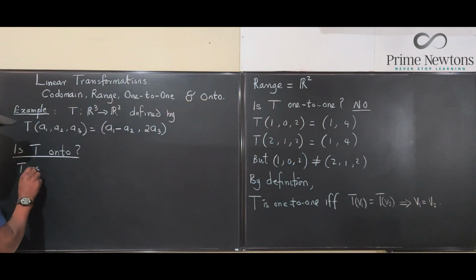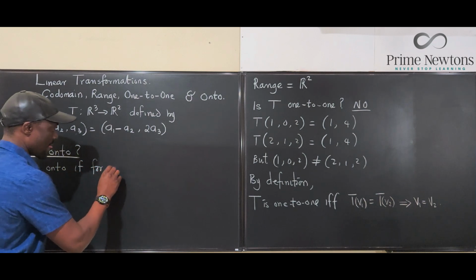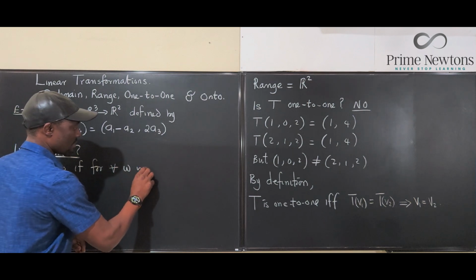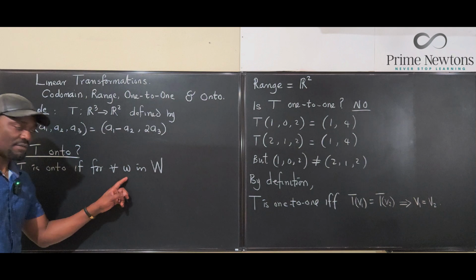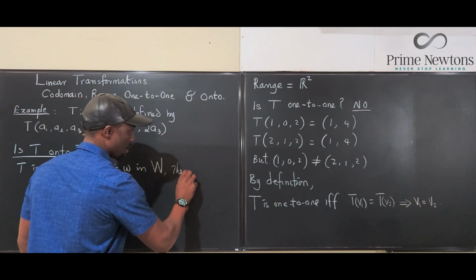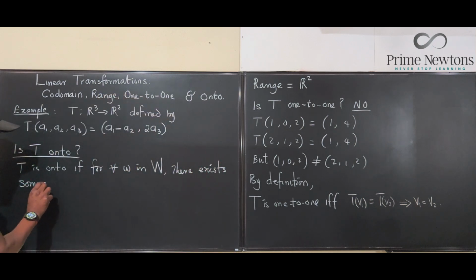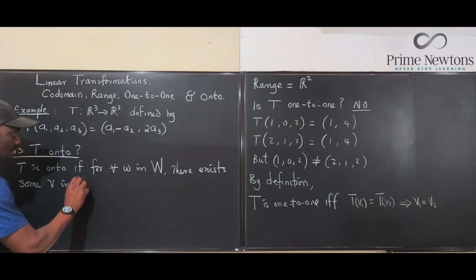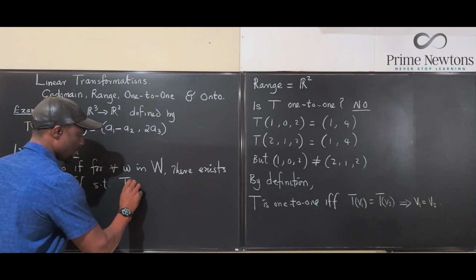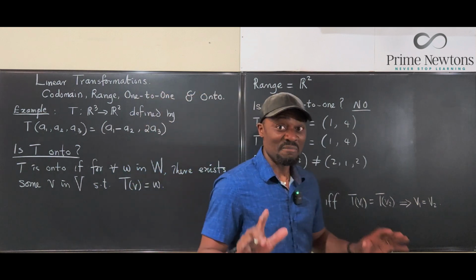T is onto if for every W in the codomain, for every output in the codomain, okay, there exists some V in the domain such that the linear transformation of that V is equal to W. That's the meaning of onto.